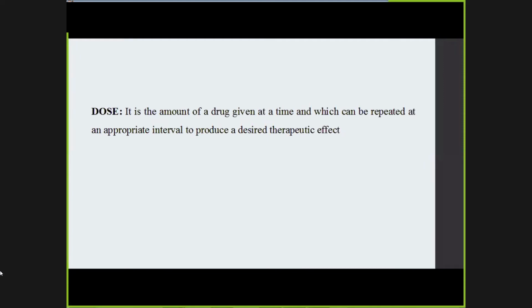Now, what is the dose of the drug? The dose is defined as an amount of drug which is given at a time and which can be repeated at an appropriate interval to produce the desired therapeutic effect.